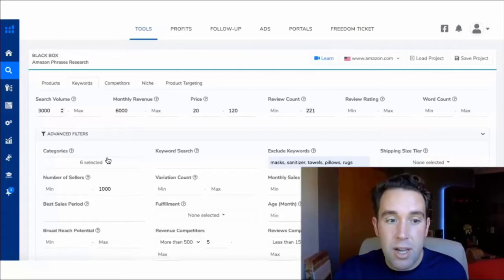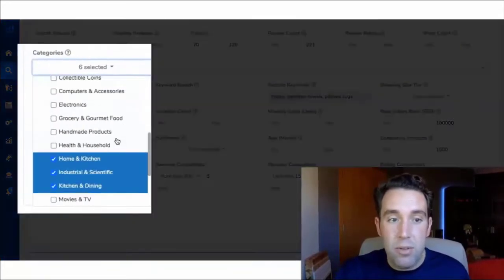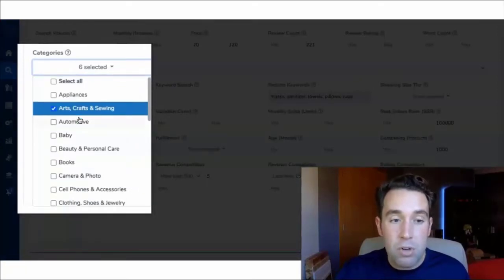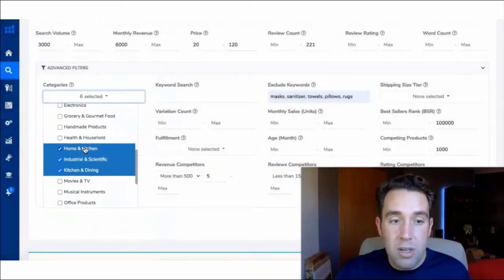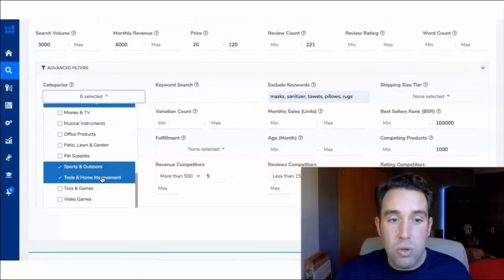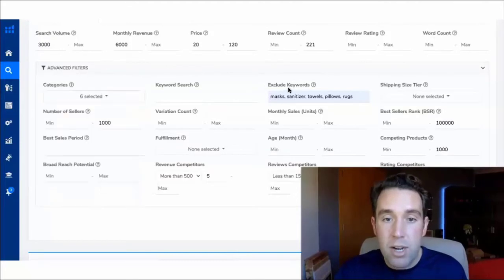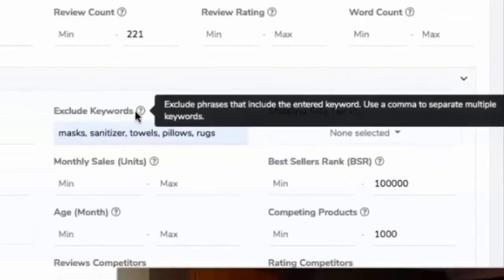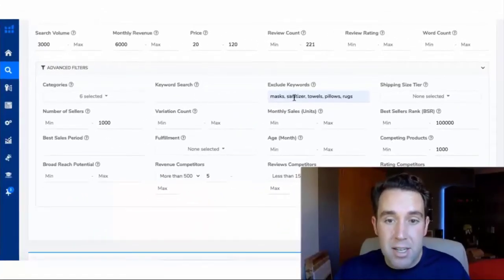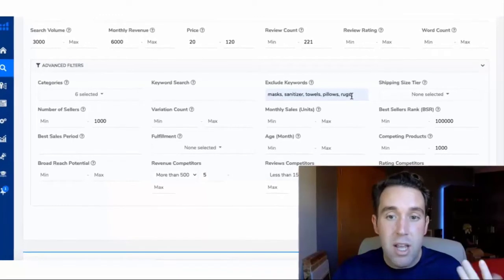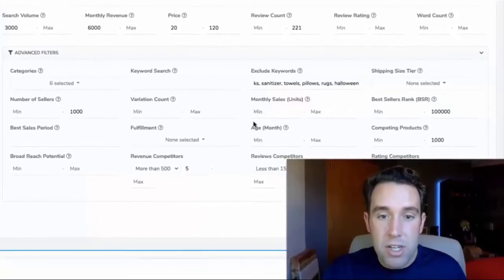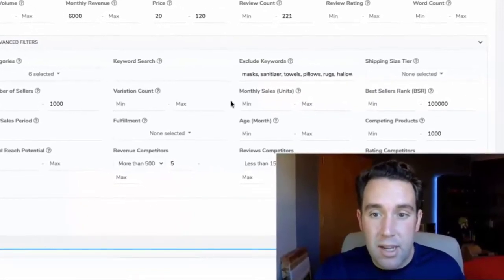And then, guys, here are the categories I selected. I've found these categories have made me the most money on Amazon and are doing the best right now: arts, crafts and sewing, home and kitchen, industrial and scientific, kitchen and dining, sports and outdoors, tools and home improvement. Then right here, guys, exclude keywords. I personally do not like to sell and don't want to sell masks, sanitizers, towels, pillows, rugs, and I would also probably put in here Halloween decorations, because we're in October right now and I see a lot of that coming up.